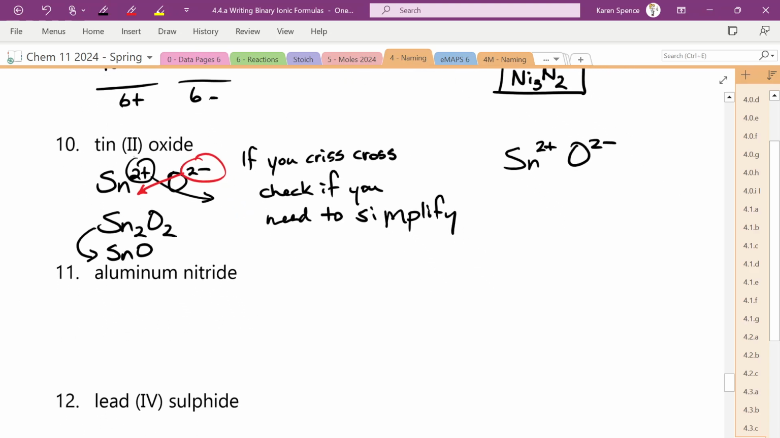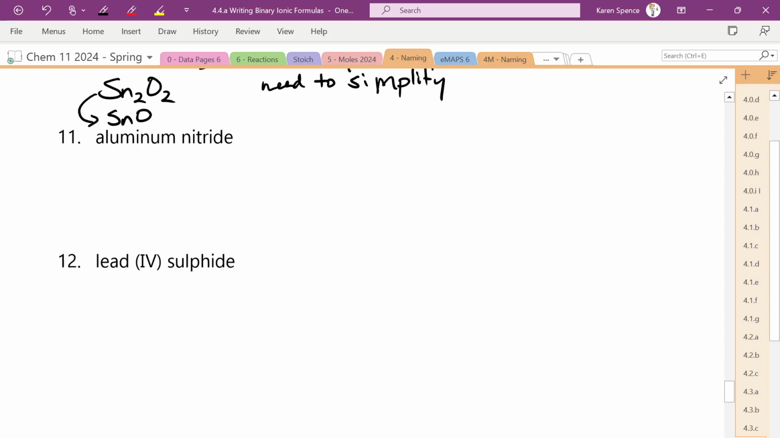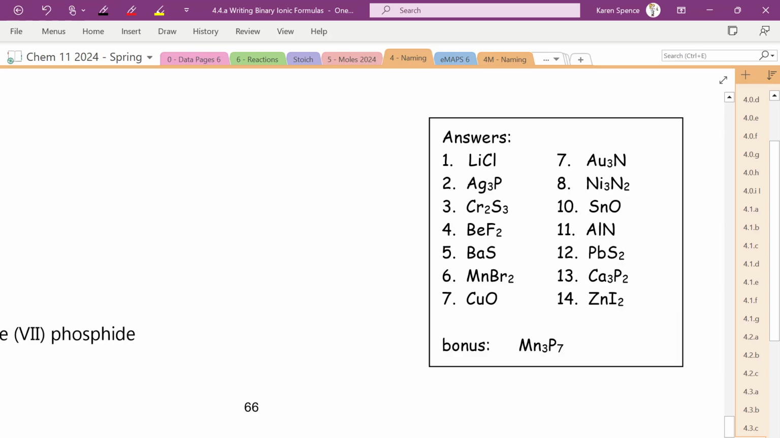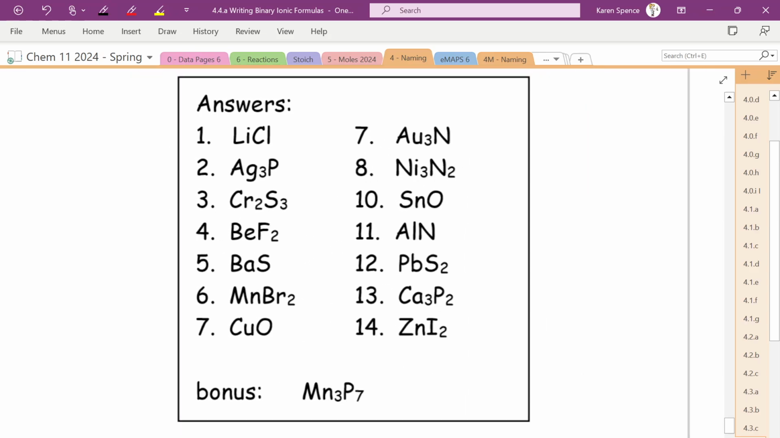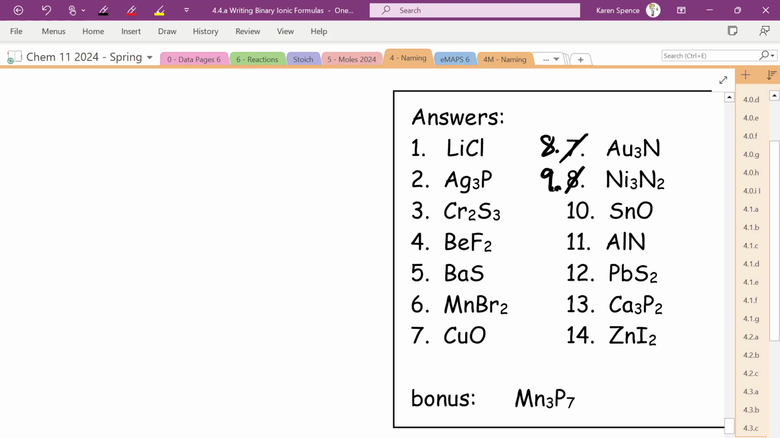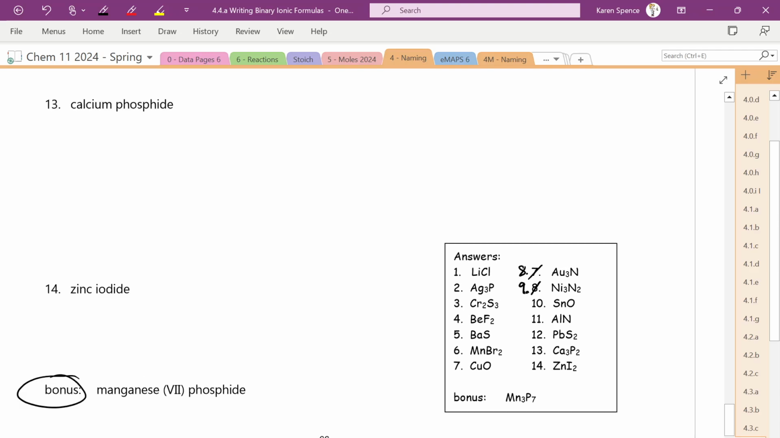I would like you to do numbers 11 through 14 and the bonus. And while we're down here, let's correct the numbering on this because apparently it goes 1, 2, 3, 4, 5, 6, 7, 7, 8, 10, 11, 12. So this is going to be number 8 and this is going to be number 9. You can correct that numbering in the answers. And you guys are going to finish those off and I'm going to come around and see how you're doing.